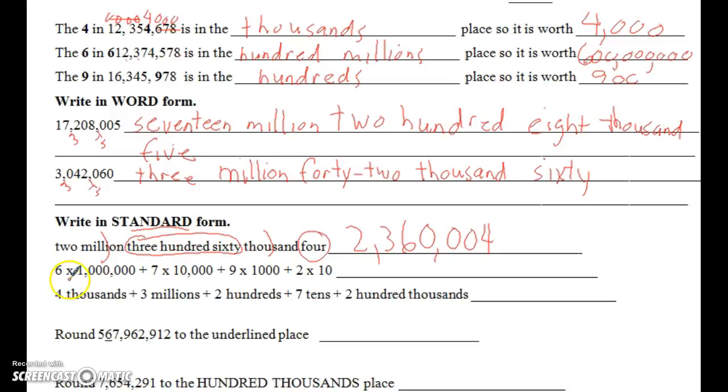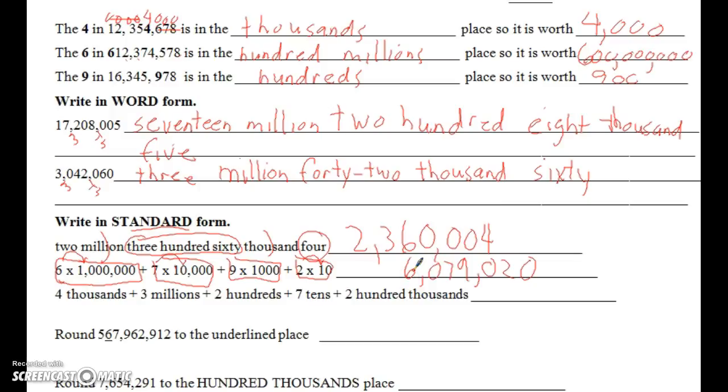Some people get confused about what's going on here, but notice whenever I have a times thing, it's telling me where to put stuff. So here's what I see. I need to put a 2 in the tens place, which means there's nothing in the ones. I need to put a 9 in the thousands, which means there's nothing in the hundreds. I need to put a 7 in the 10,000s. And I need to put a 6 into the millions place. So I need nothing in the 100,000s and a 6 in the millions.